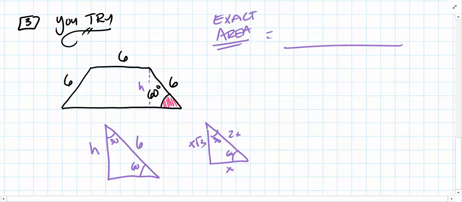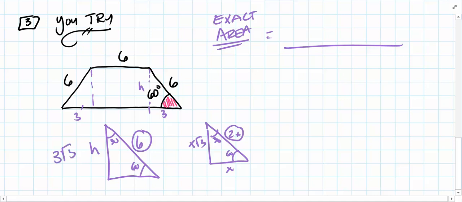I know that 6 has to be a value of 2x, so x has to be 3. Therefore, this is 3. That makes this over here 3 as well. And what does that make the height? No, the height is not 9. The height is 3 root 3.